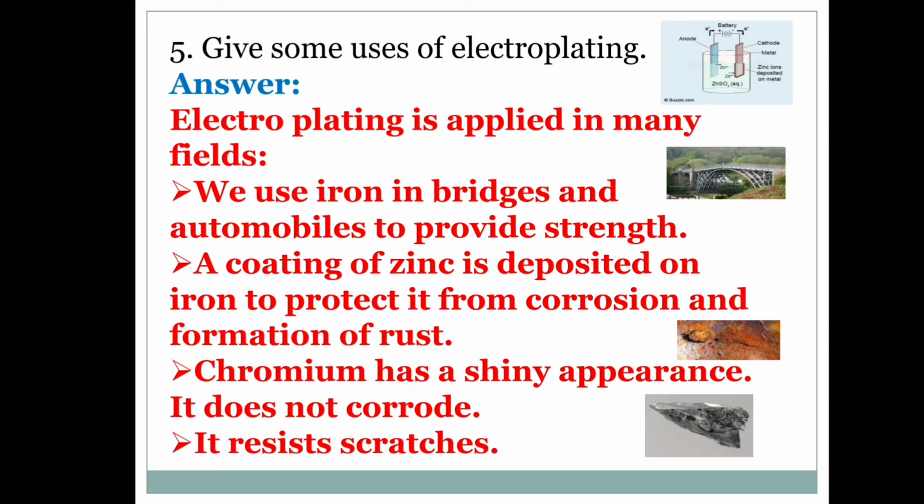Fifth one, give some uses of electroplating. Electroplating is applied in many fields. We use iron in bridges and automobiles to provide strength. A coating of zinc is deposited on iron to protect it from corrosion and formation of rust. Chromium has a shiny appearance. It does not corrode, and it resists scratches.